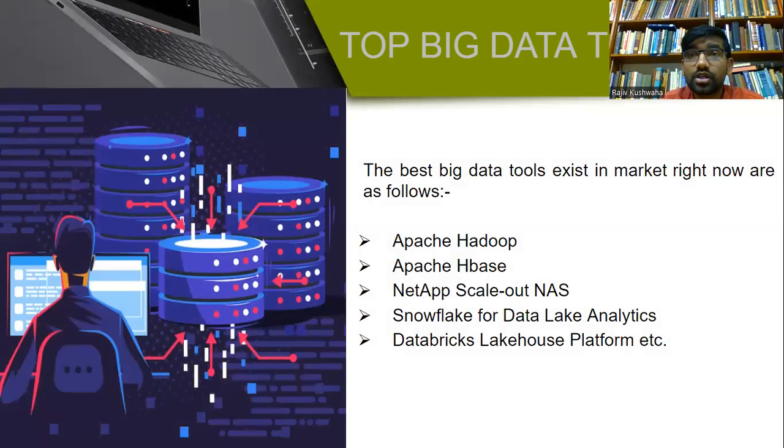There are different tools for big data in 2022 which are running in the market right now. People use these tools to do operations with big data, like Apache Hadoop, which is mostly used, Apache HBase, NetApp, and Scaleout, which are mostly used in financial services. Snowflake is a data analytics tool that can be useful for beginners to get to know. This is a super cool tool. Databricks Lakehouse platform is another kind, a new technology that has been in the market for only a few years.